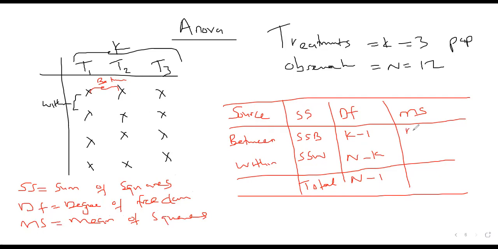So here we have the mean of squares for the between and the mean of squares for the within. These are just acronyms: MSB, between, and MSW, within. And the final column is for the F calculated, which we calculate by dividing the mean of square between by the mean of square within.